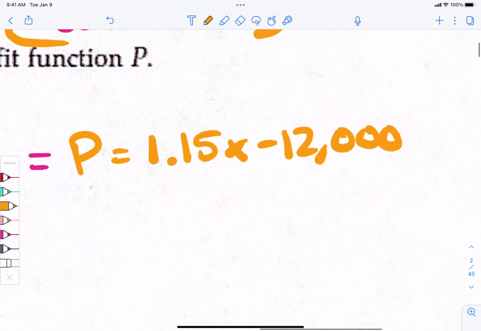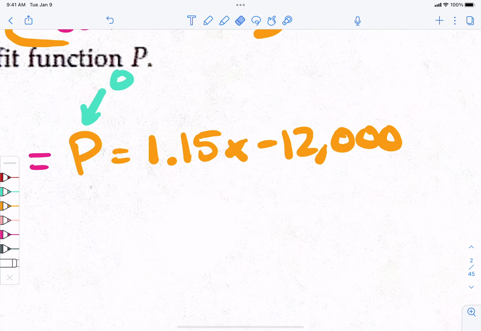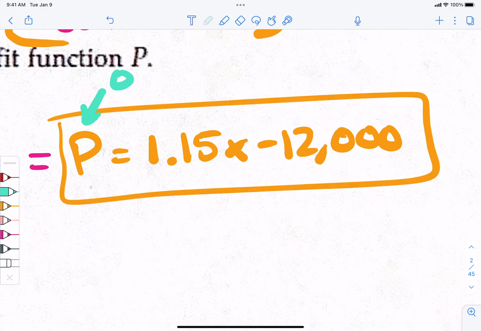Then from there, I have this equation for my profit. I could figure out my break-even point. Do you know what break-even is? How many items do I have to sell to make $0 profit, so my revenues and my costs cancel out. And I would plug 0 in for this guy, right? So how many items would I have to sell? Somebody take 12,000 and divide by 1.15 for me, would you? 12,000 divided by 1.15.